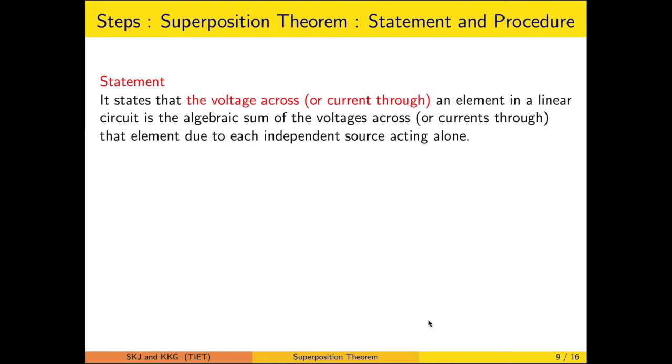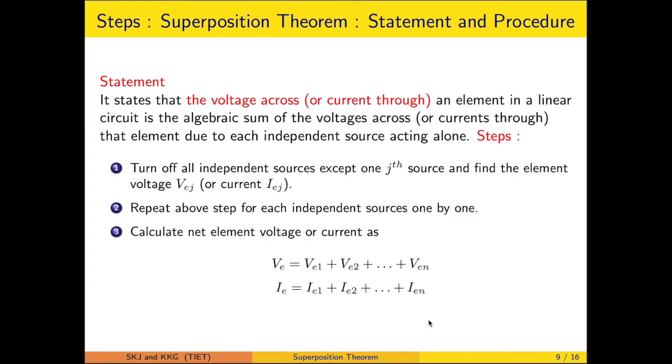Now this word statement is translated into the steps through which we can calculate the net voltage or the current through an element. Let's say the circuit has n independent sources, and as the procedure suggests, we have to count them one by one. So the first step: turn off all independent sources except the jth source and find the element voltage or the current.